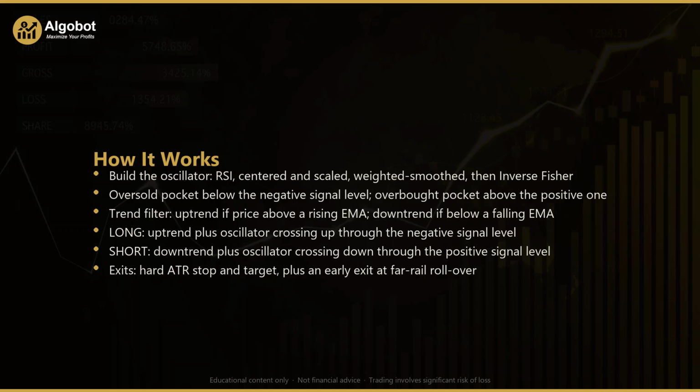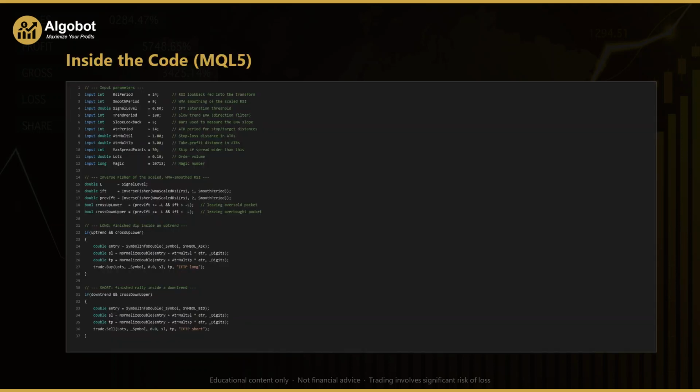Exits work two ways. Every trade is bracketed with a hard stop loss and take profit, both measured in average true range units. The stop sits 1.8 ATR from entry by default, and the target sits 3 ATR away, giving a reward-to-risk ratio of roughly 1.6 to 1. On top of that, the strategy can take an early exit if momentum runs all the way to the far rail and rolls over, a natural way to step out of a move at exhaustion before the hard target is reached. Let's look at the actual MetaTrader 5 code driving this expert advisor.